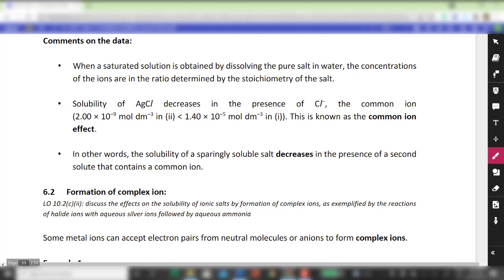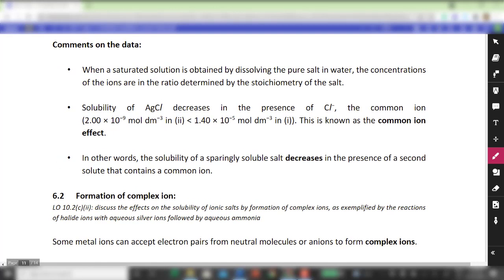Okay, so some comments on the data. I think the first bullet point I've already mentioned to you. So when you dissolve a pure salt in water, the concentration of the ions is determined by the stoichiometric ratio of the cations and anions. So for example, if you are dissolving silver chloride, you expect the concentration of the ions in a saturated solution to be 1:1. If you dissolve calcium sulfate, for example, you expect it to be 1:1 as well. But if you dissolve, say, lead chloride, it will be 1:2.